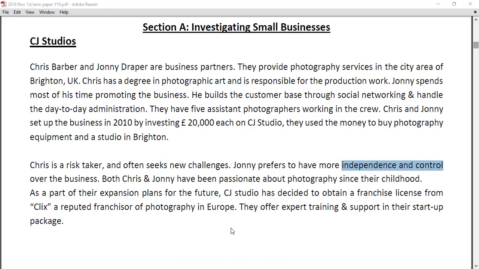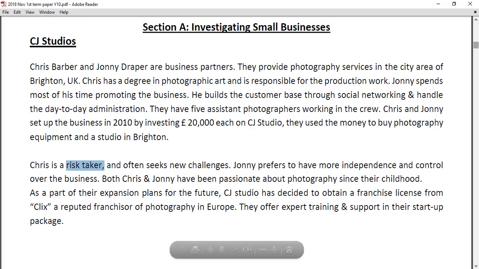Yeah, so Adam says a risk taker. Chris is a risk taker. Actually, risk taker is not a financial or non-financial objective. It is a role played by the entrepreneur, right? So we can't say risk taker is a correct answer, because risk taker is an entrepreneur role. It is not an objective. So we can say independence and control. You can see Johnny prefers to have independence and control. If you write like that, you can still get this 1 mark, right?